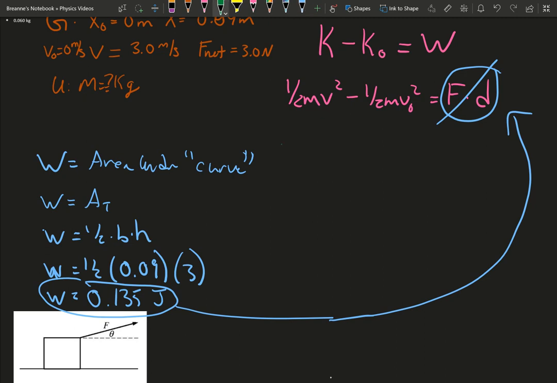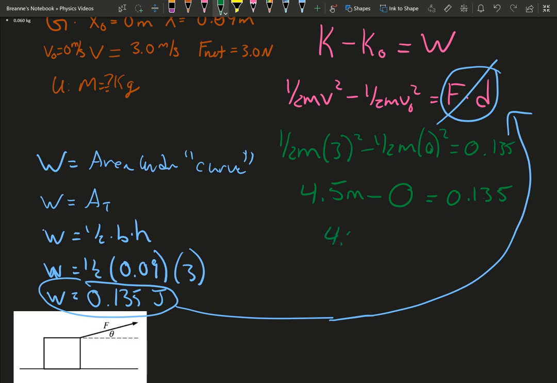And you can plug in what we have. So we have 1/2, and we're looking for our mass, times our final velocity, 3 squared, minus 1/2, again looking for our mass, times our initial velocity, 0, equals 0.135. 0 times anything goes to 0. And then 3 squared gives you 9. You can multiply that by 1/2, or divide it by 2, and you get 4.5 m minus 0 equals 0.135.